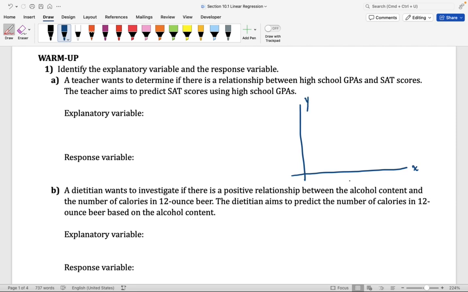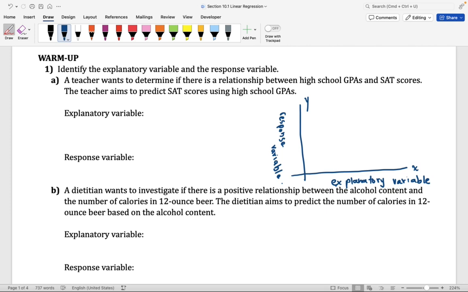Earlier this quarter, you learned how to create scatter plots, and you learned that we always use the x-axis to display the explanatory variable. We also learned that on the y-axis, we display the response variable. This is the reason why I want to do this warm-up. I want to make sure we practice identifying the explanatory variable and the response variable. That is going to help us create a scatter plot. Once we have the scatter plot and we verify that we do have a linear relationship, then we're going to be creating a linear function that models the relationship.